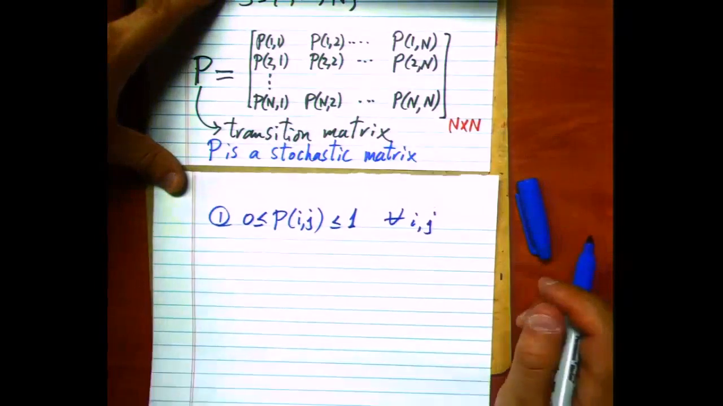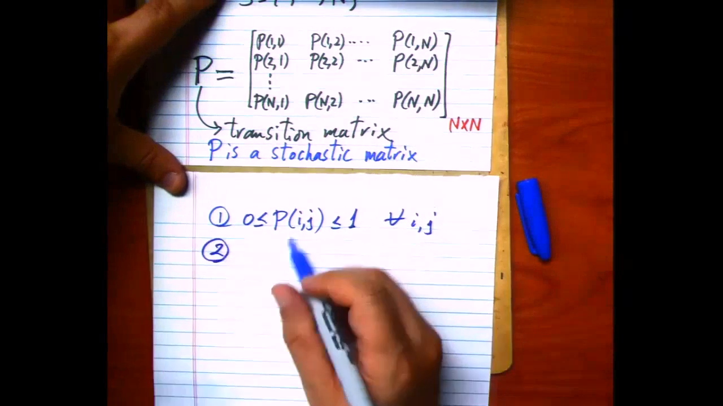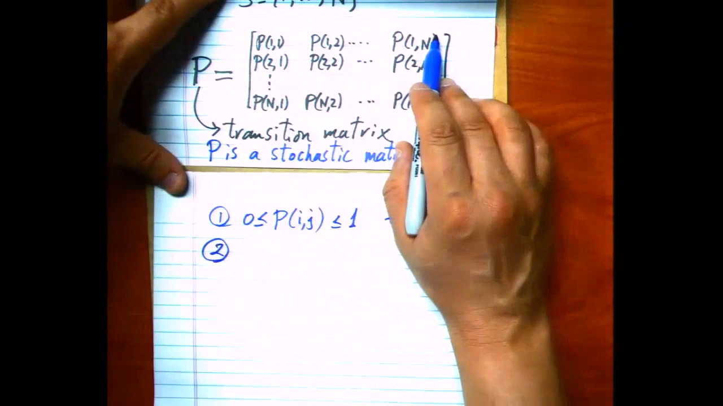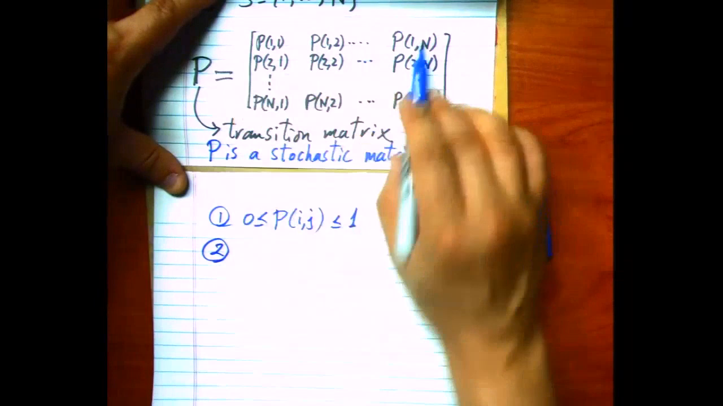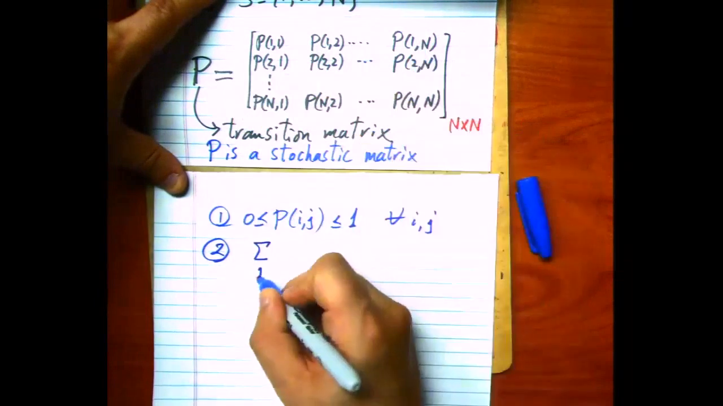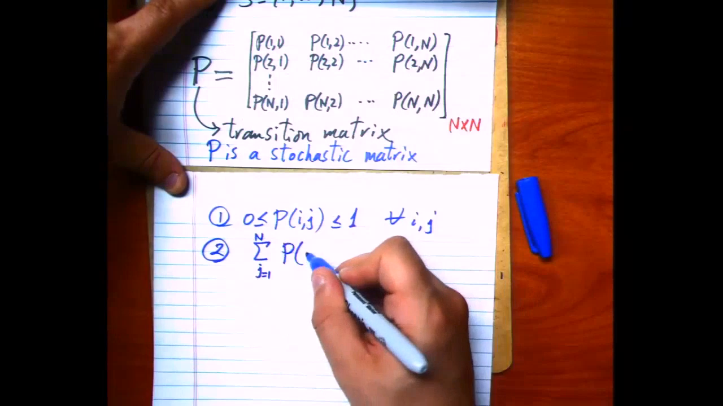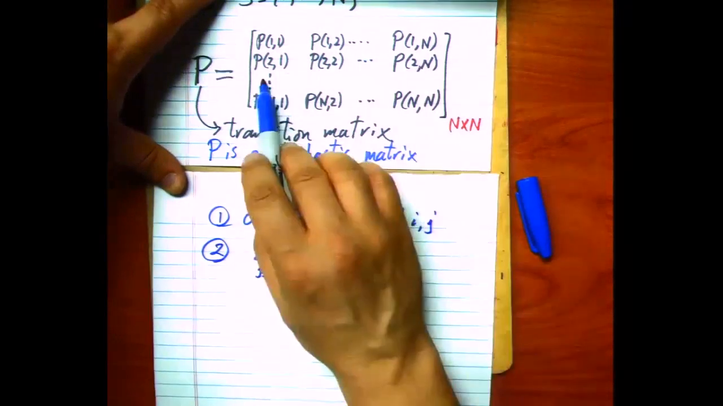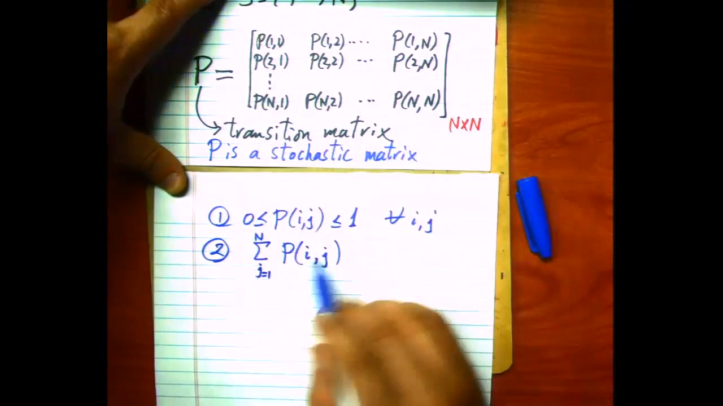Okay? Number two, if you add up any row, the sum is going to be equal to 1. If you add these up, the sum over j equals 1 up to n of P(i, j), if you add up the entries of the ith row, the sum is going to be equal to 1.